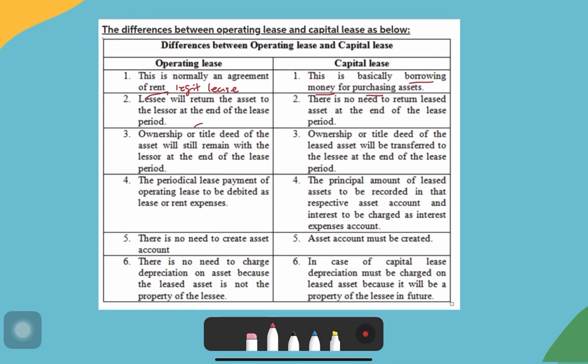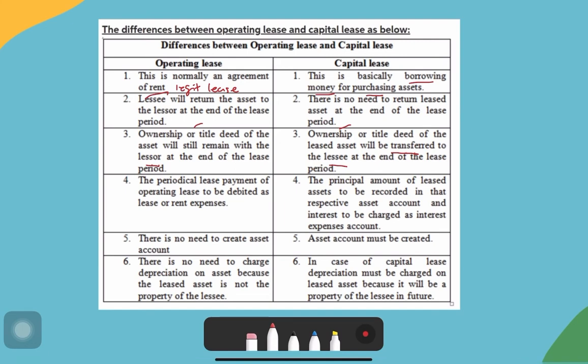But for the capital lease, there is no need to return the leased asset at the end of the lease period. Sometimes or mostly, the lessee can purchase the asset below the market value at the end of the lease. And then the ownership title deed of the asset still remains with the lessor at the end of the lease, while for the capital lease, the ownership or title deed of the leased asset will be transferred to the lessee. So that's why it is actually like buying an asset.